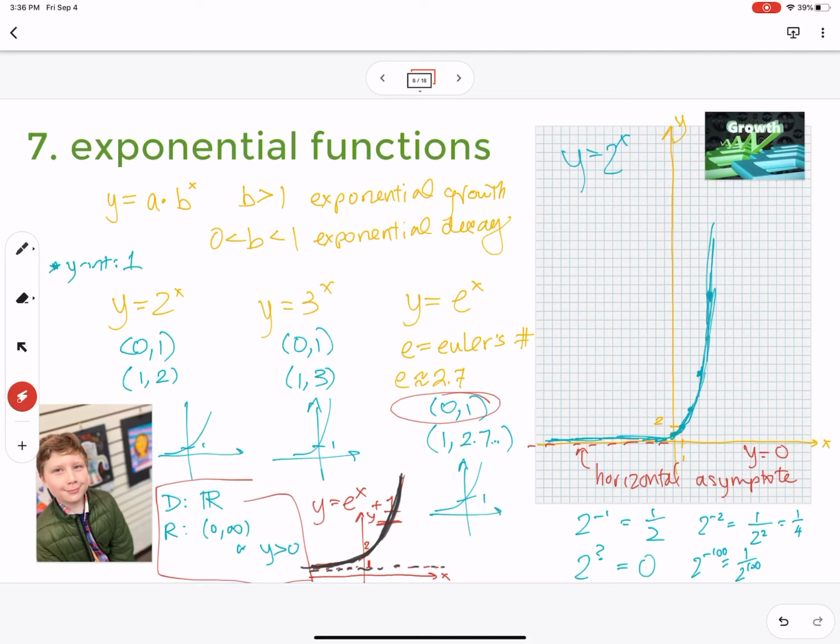Okay, so never touching the asymptote, getting infinitely closer, but never touching.